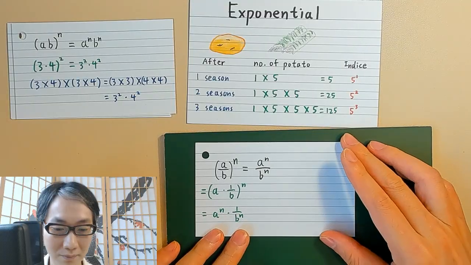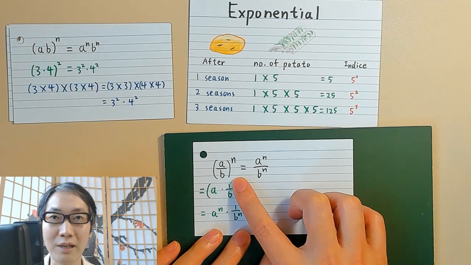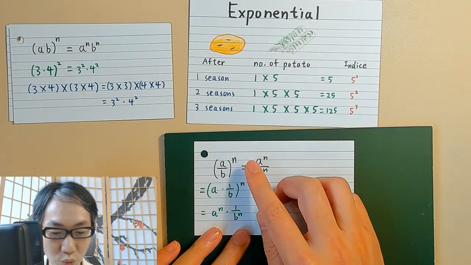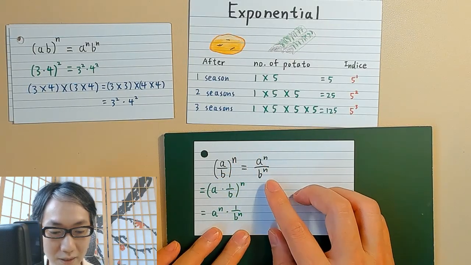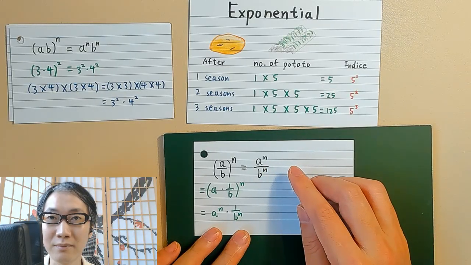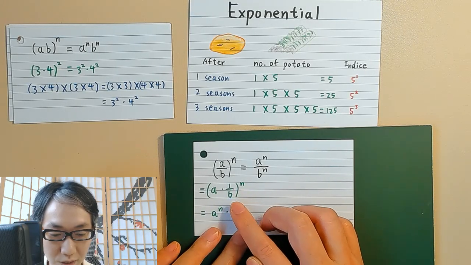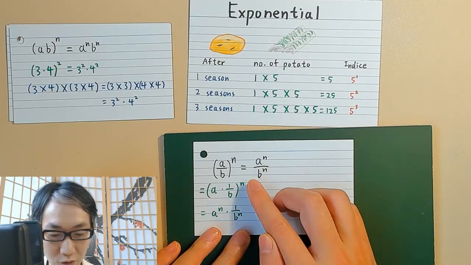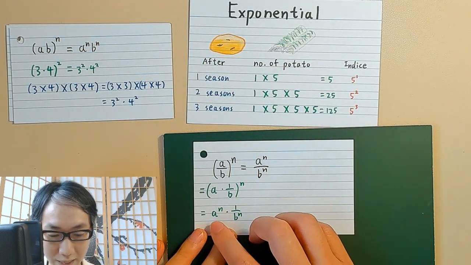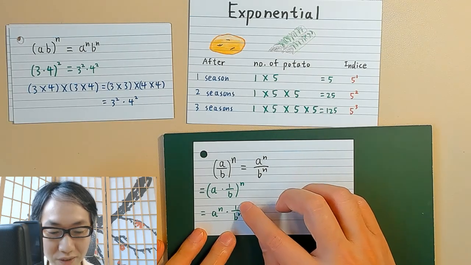And the next one is like the previous one, because a fraction can be expressed as multiplication. So a over b, in brackets, to the power of n, is equal to a to the power of n over b to the power of n. This will be equal to a times 1 over b, in brackets, to the power of n, and then we distribute n like here. So a to the power of n times 1 over b to the power of n. So the 1 still gets the n.